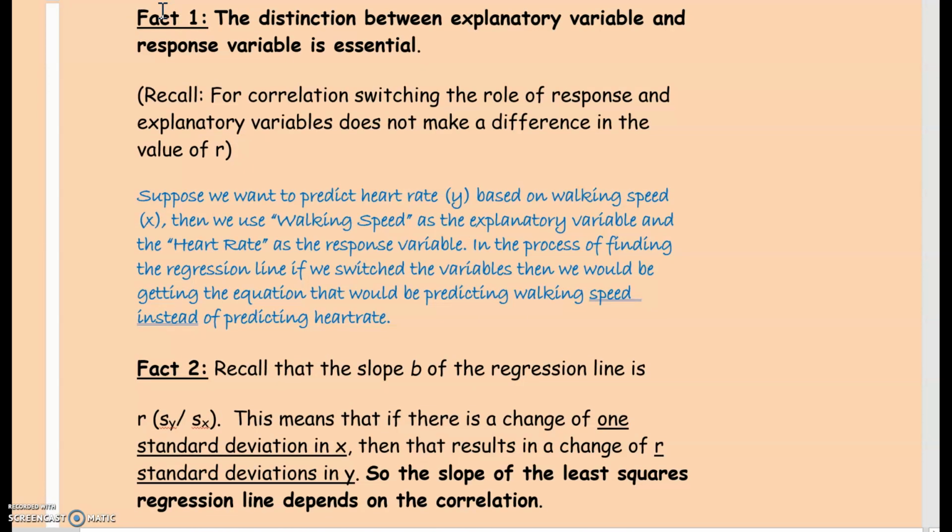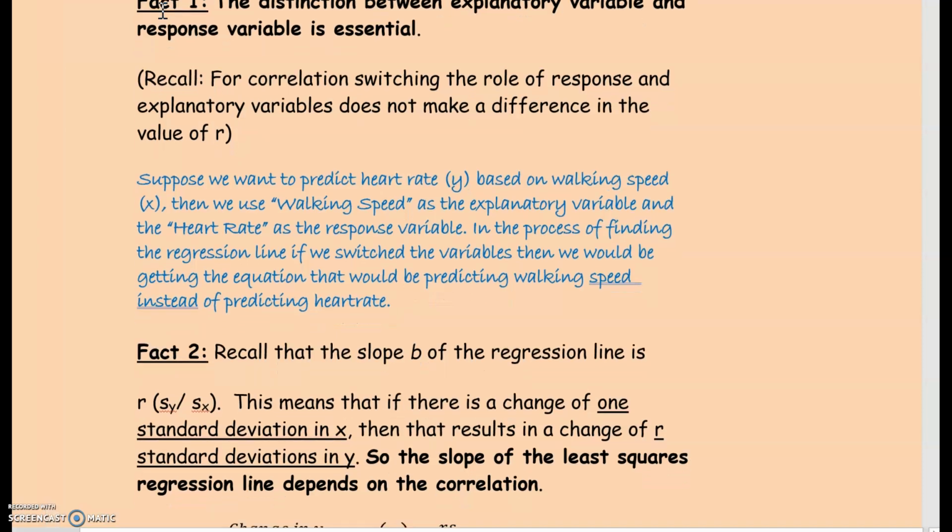Now, in chapter 4, it's very important to keep the explanatory variable and the response variable straight. In chapter 3, when we were calculating the correlation, it really didn't make a difference if you switched the explanatory variable with the response variable, but in chapter 4, you have to be extremely careful. Based on what we want to predict, pick the response variable. What we want to predict is the response variable, and the other variable would be your explanatory variable.